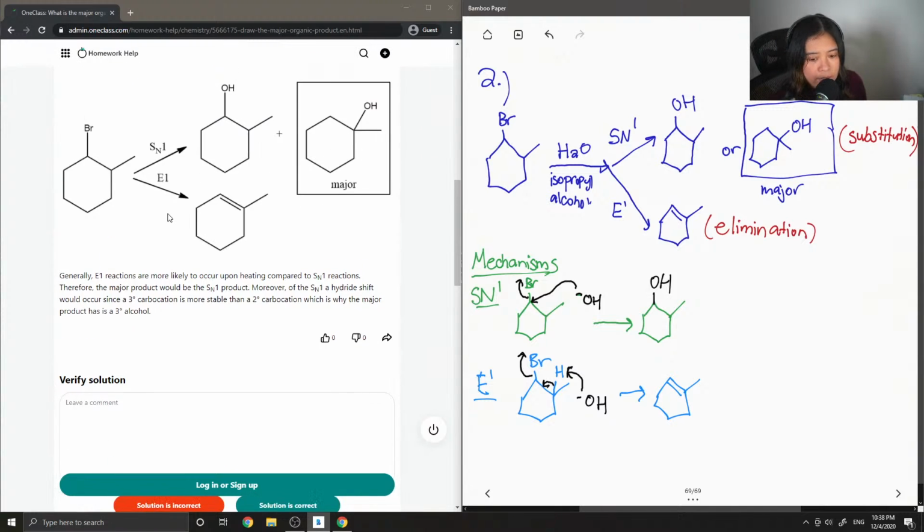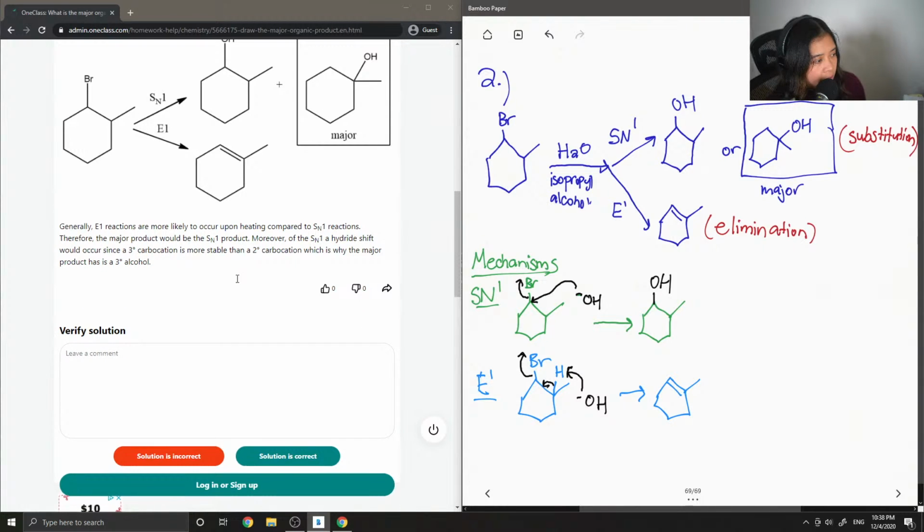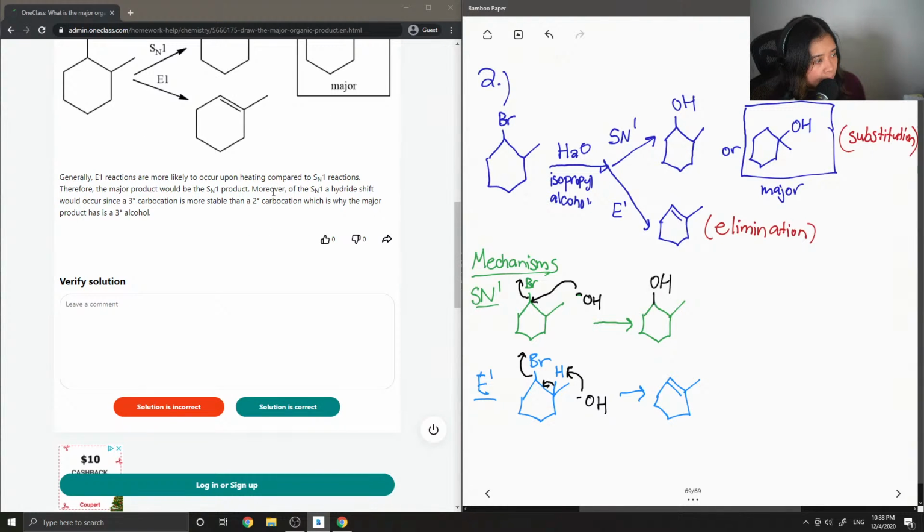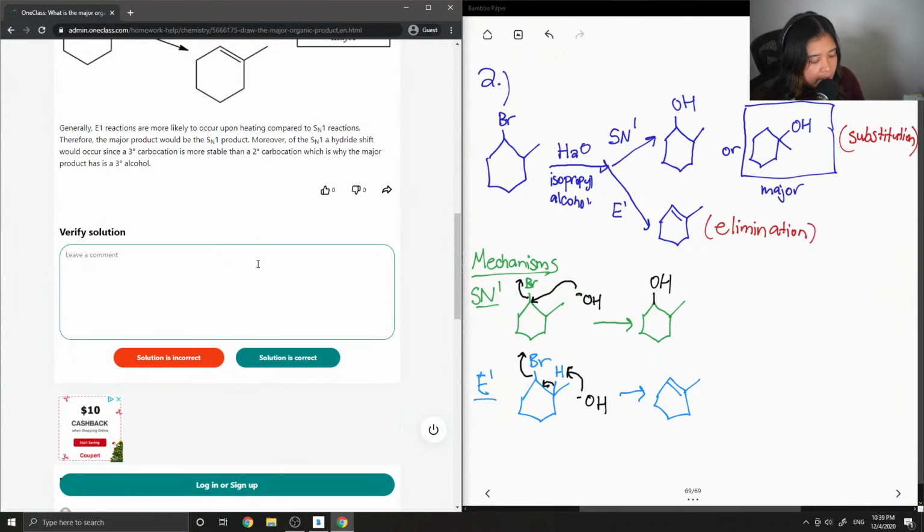Okay, so they have the same products drawn out. Generally, E1 reactions are more likely to occur upon heating compared to SN1. Therefore, the major product would be the SN1. Moreover, of the SN1, a hydride shift would occur since a 3-degree carbocation is more stable than a 2-degree, which is why the major product has a 3-degree alcohol. Yep, so this solution is correct.